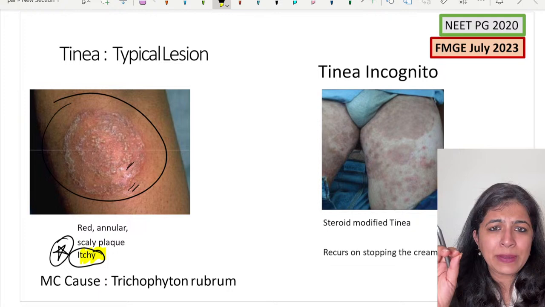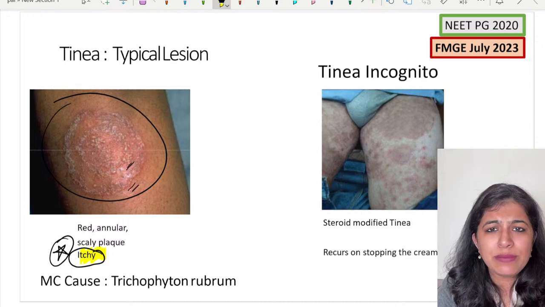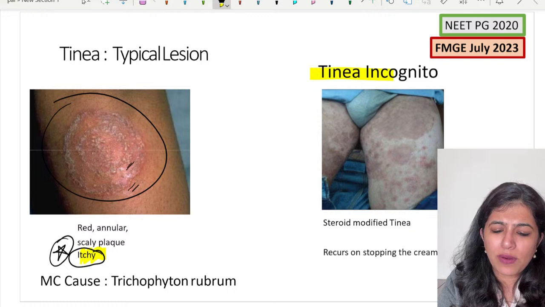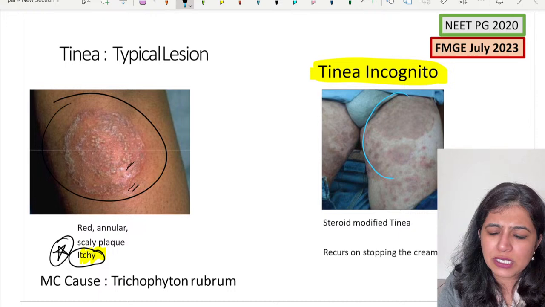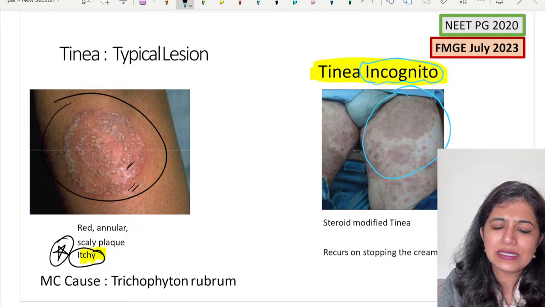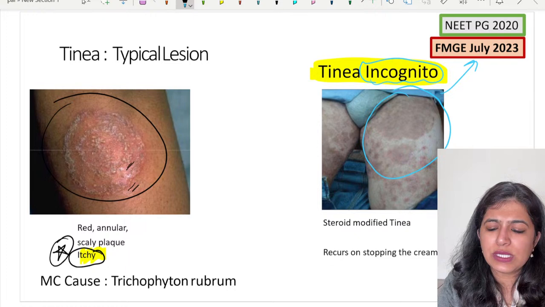Very, very, very important. Sometimes the patient may be applying steroids on it, which will initially reduce the redness and the scaling. But when they stop the steroids, it will all come back. Now, this is called as tinea incognito. Why? Because when they are applying the steroids, the redness will reduce, the scaling will reduce. You may not be able to see the full rings. So this is a little difficult to identify, which is why it is called as tinea incognito. Okay, very, very important. This was the question in the July exam.